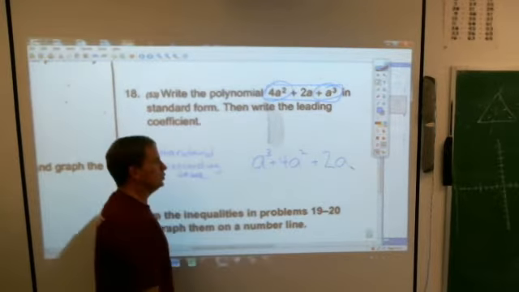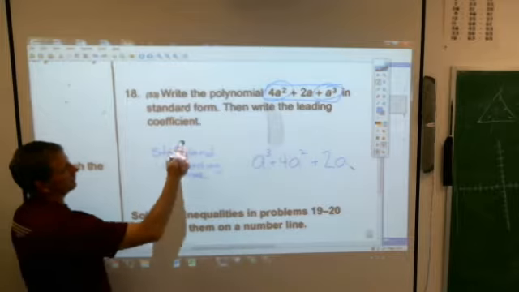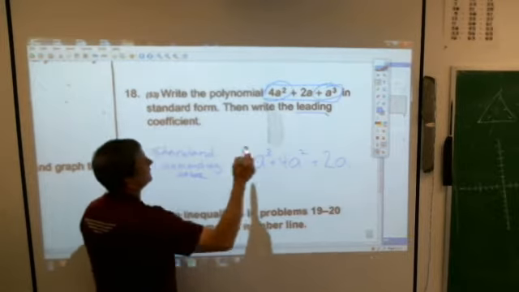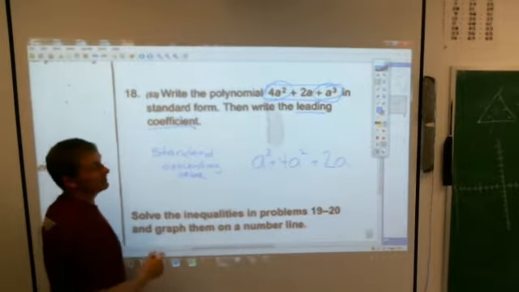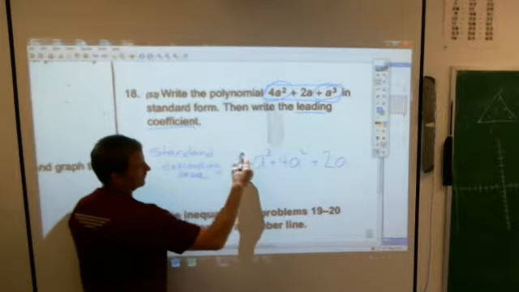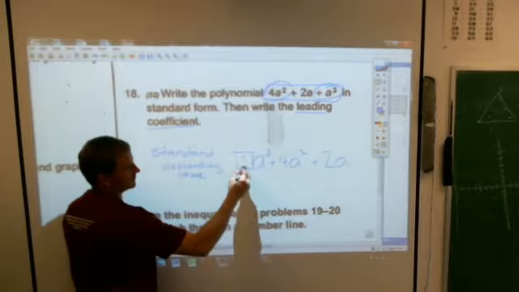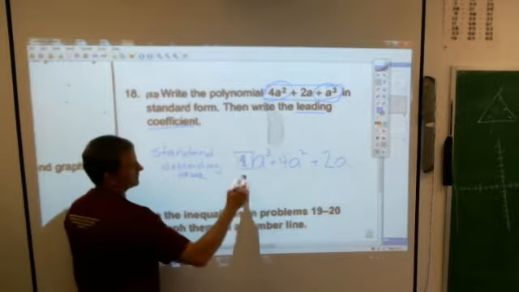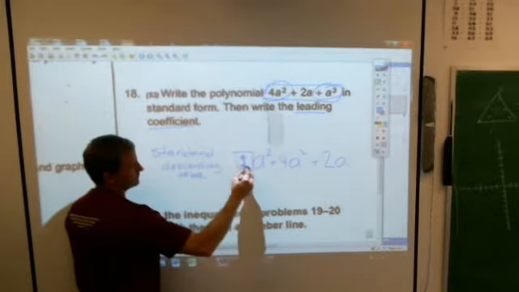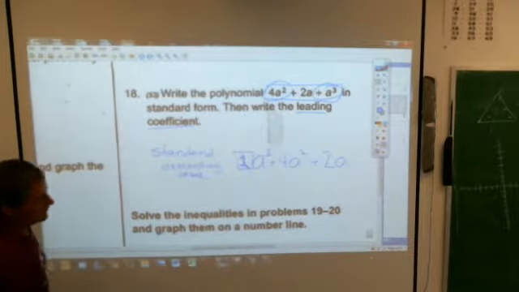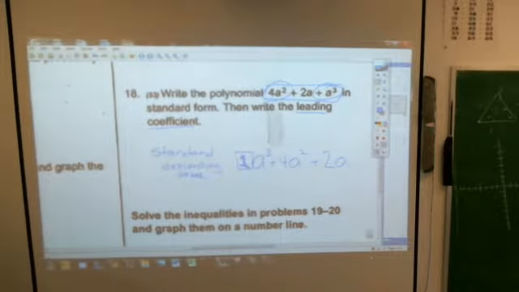And then once you do that, they ask you for the leading coefficient, and for the second time now in the last 10 minutes, the number in front of the first term in standard form is the leading coefficient. And that is why it was a 1. Highest degree term goes first.